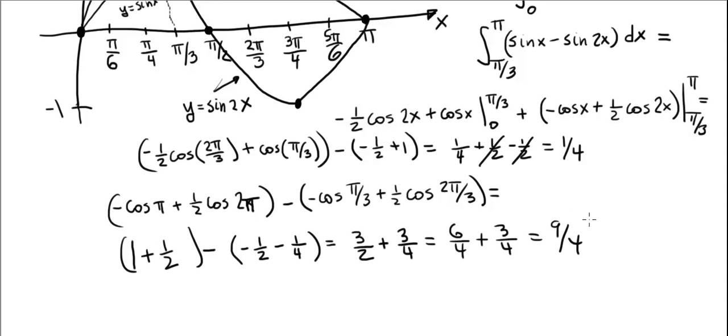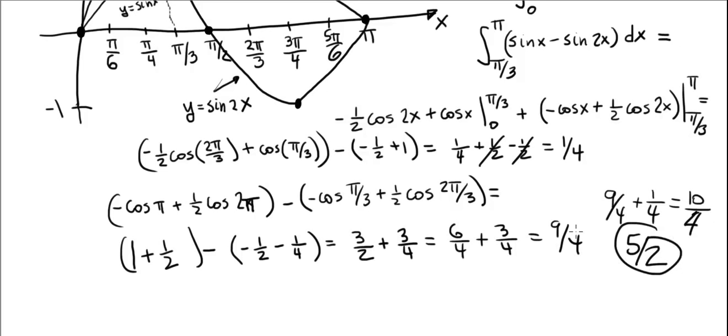And the final answer is 9 over 4 plus 1 over 4, which is 10 divided by 4, or 5/2. The final answer, the area of this region.